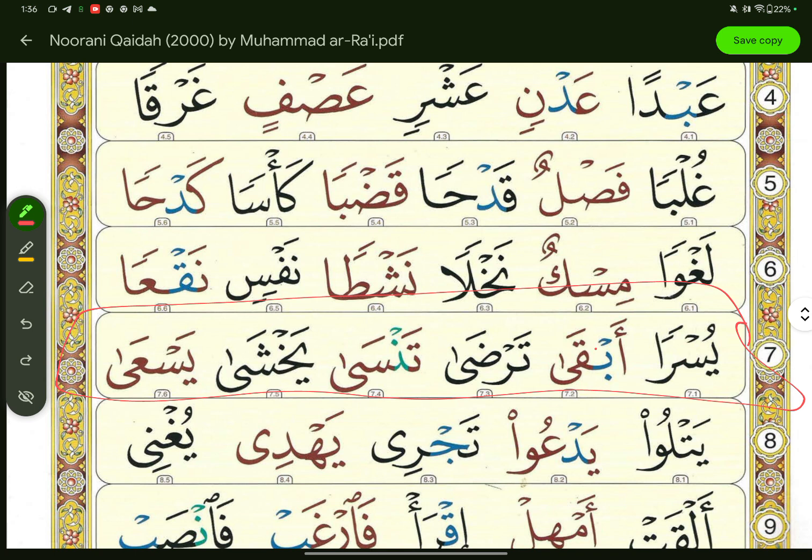Yagsha. Say it again. No, Yakhsha. Very good. Yakhsha, yeah, yakhsha. And then khashya. Next one. Yasa. Yes. Right. Oh, let's do the next one as well. Yasa. Okay.